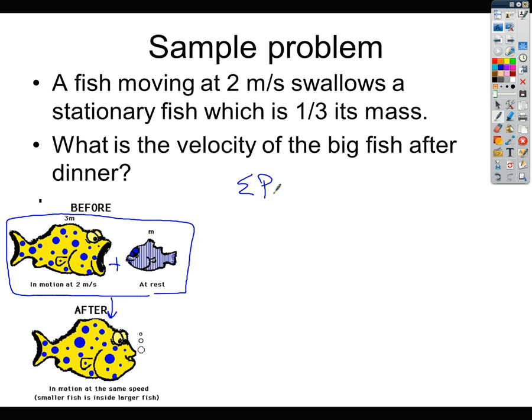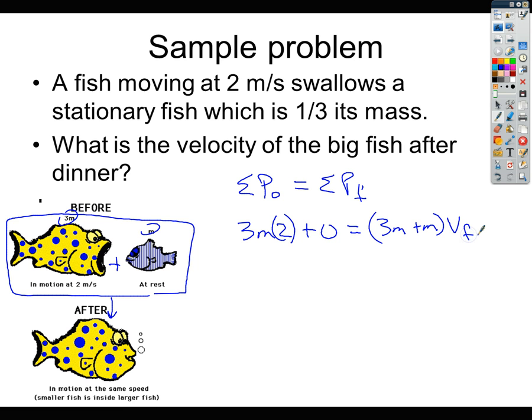So we know that the sum of the original momentum should be equal to the sum of the final momentum. The original momentum was basically just 3 times the mass. The little fish is m, the big fish is 3m. So we've got 3m times 2. And we know that the little fish doesn't have any momentum. And that should be equal to the sum of the masses times the final speed.